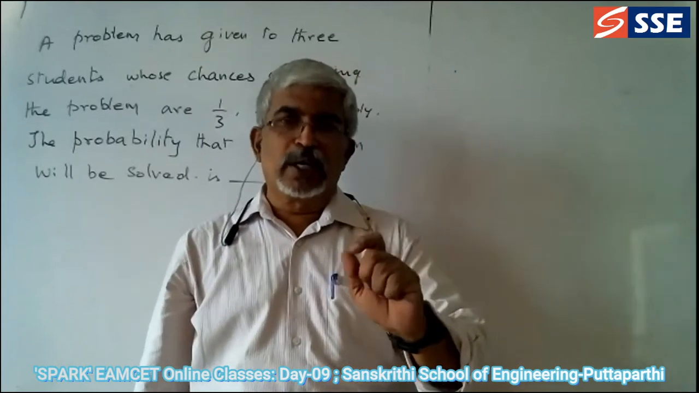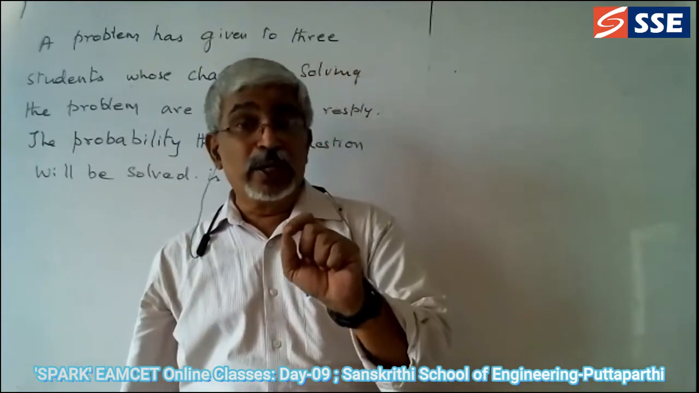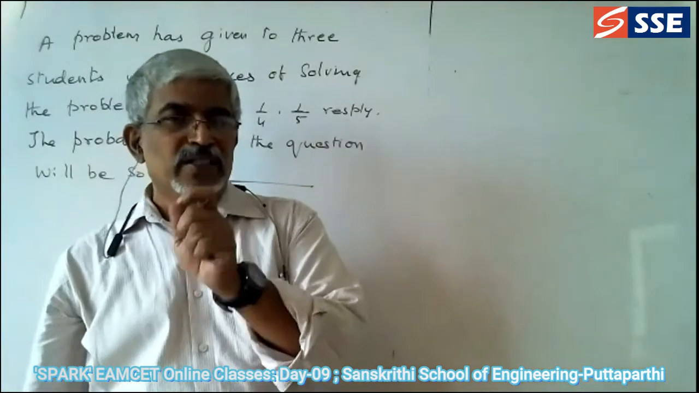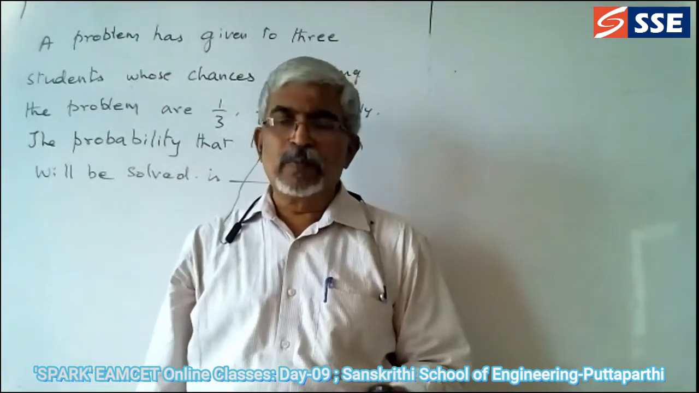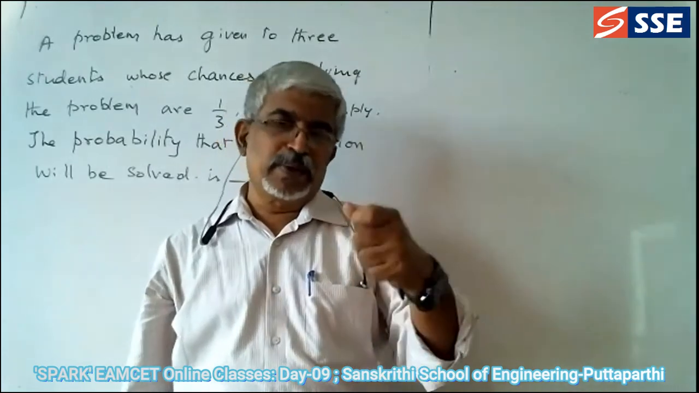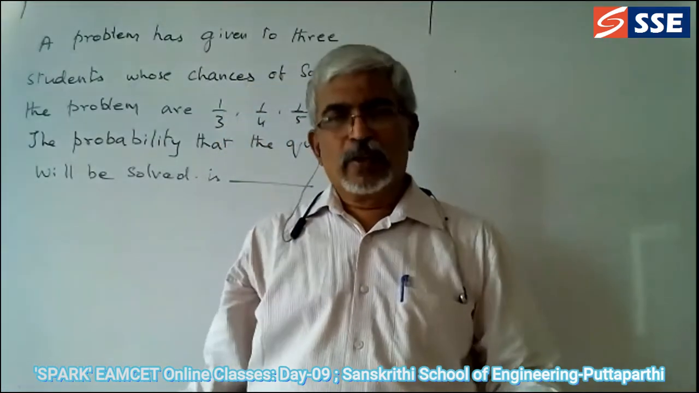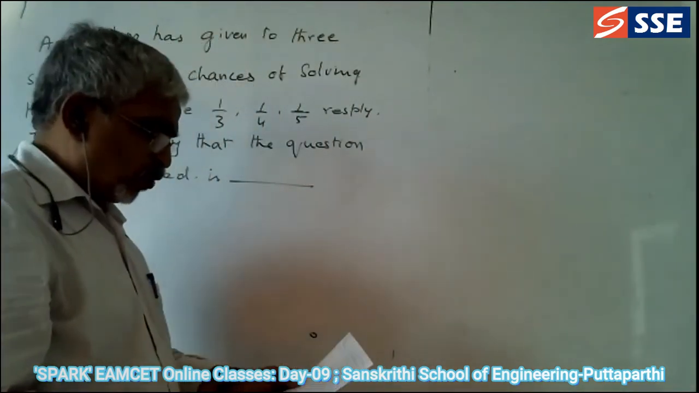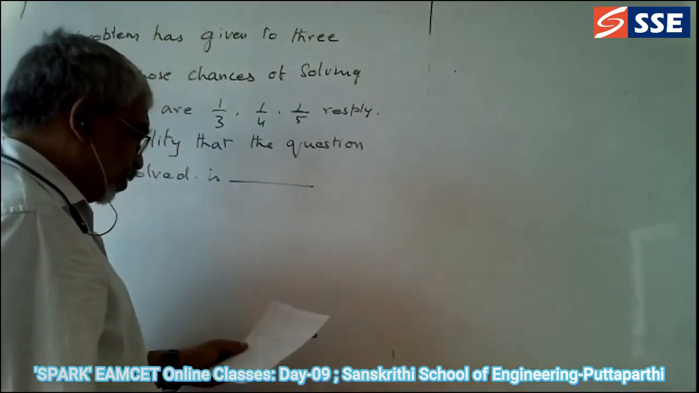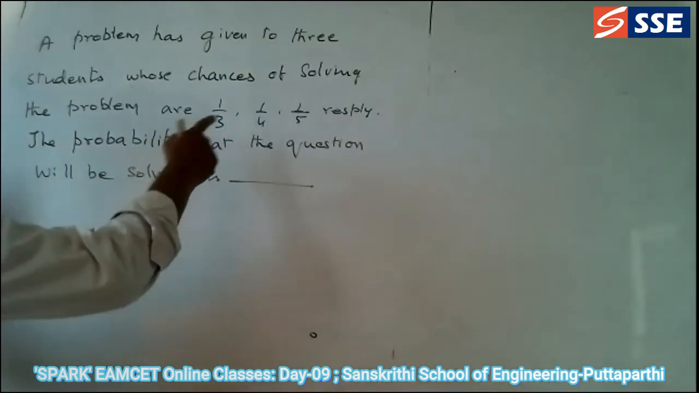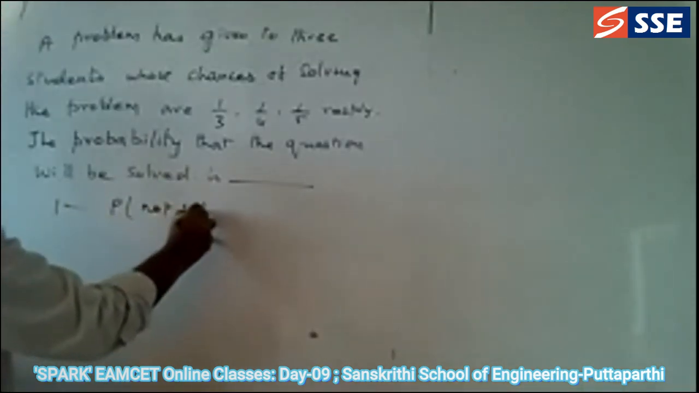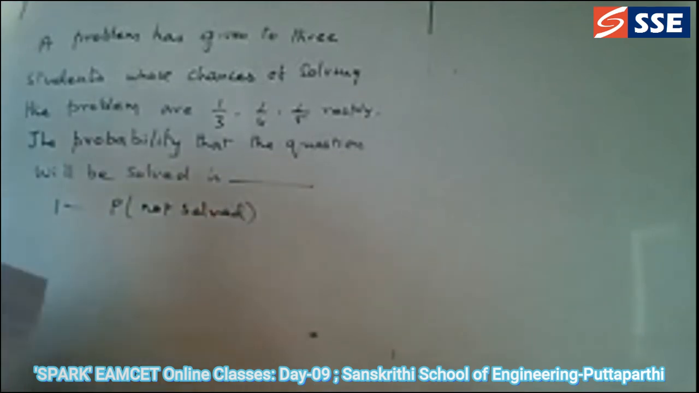So you can find P of A union B union C. Also you can do P of A plus P of B plus P of C. That formula also you can use, but it is a little bit long. Instead of that, we can use 1 minus the problem not solved. That's all.